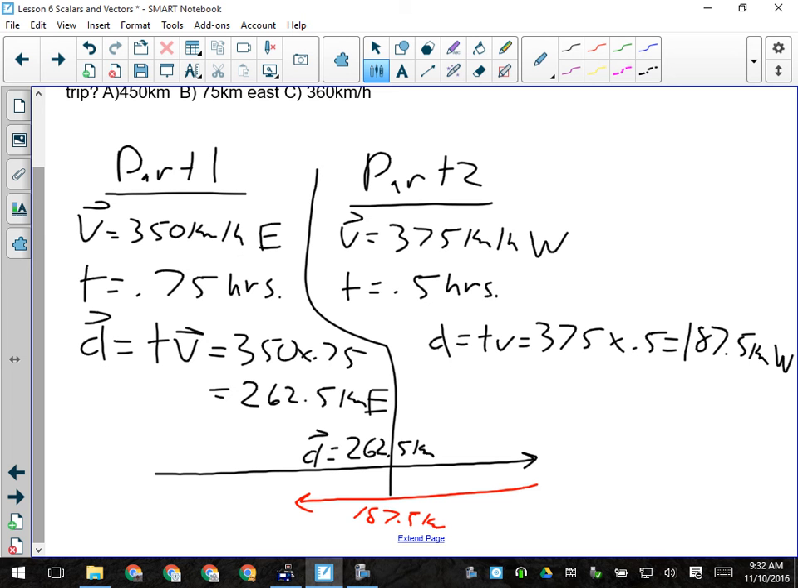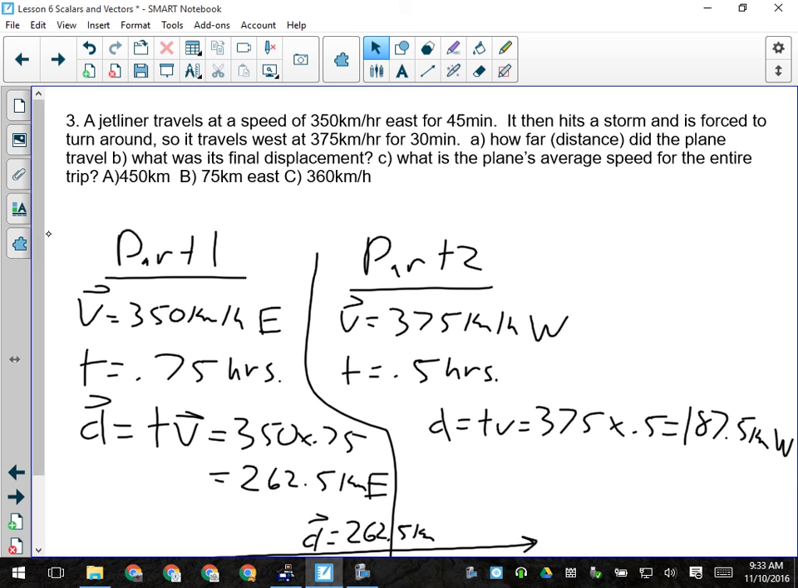Okay, so it asked me to calculate the total distance traveled. What do I do with those two numbers to get total distance? Just add them, because distance is scalar. It doesn't care whether it went backwards or forwards. So the total distance traveled is 262.5 plus 187.5, which gives us 450 kilometers. Everybody okay with that part?